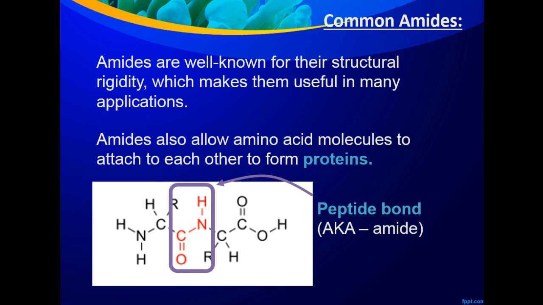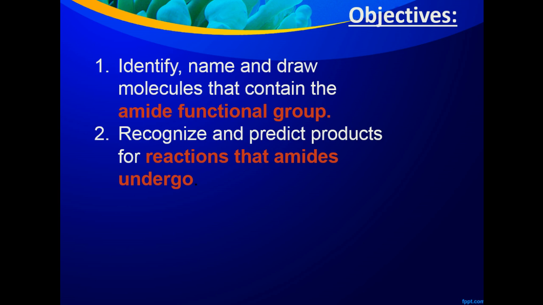Today we went over how to identify, name, and draw amides, and we also looked at many reactions that amides undergo. Just remember, when we're naming an amide, we're focusing on the carbon that has the double bonded O and is also attached to the nitrogen. It doesn't matter the length, and we're going to give it the amide ending.